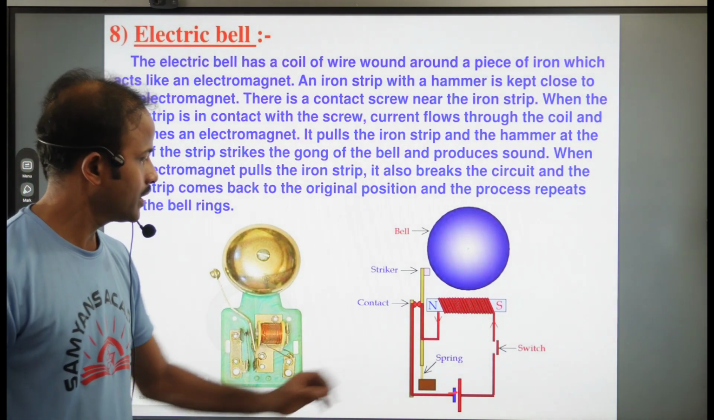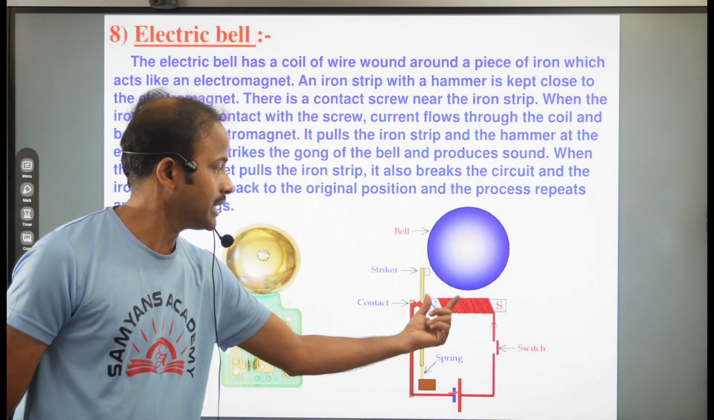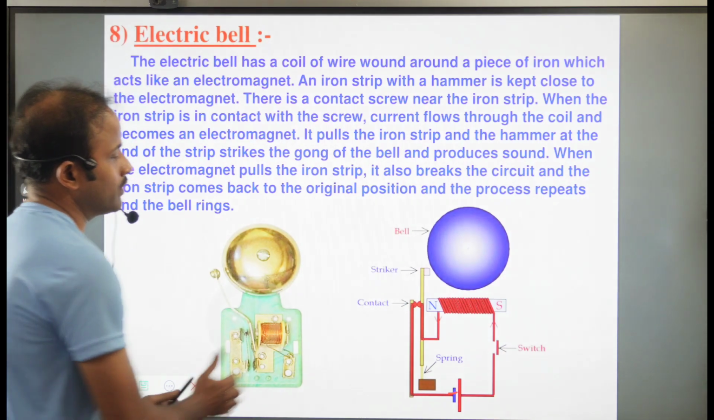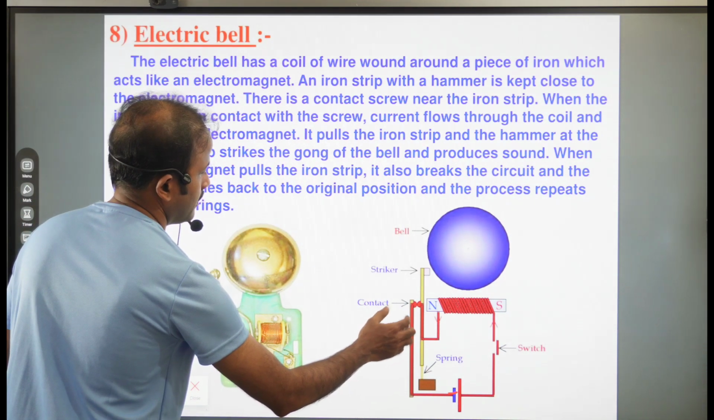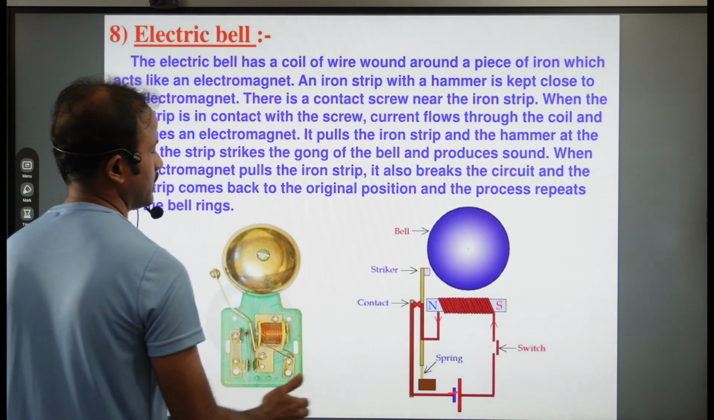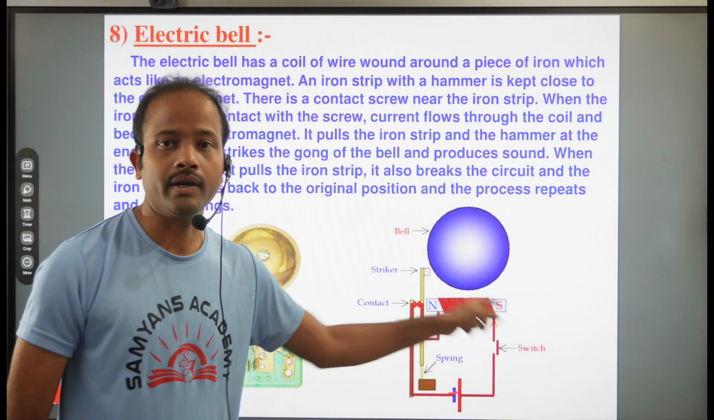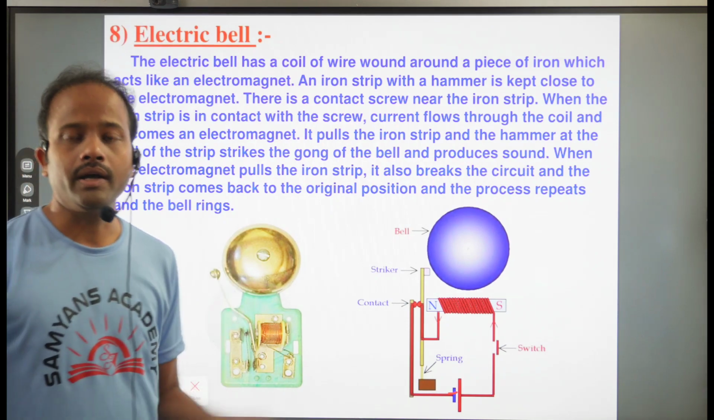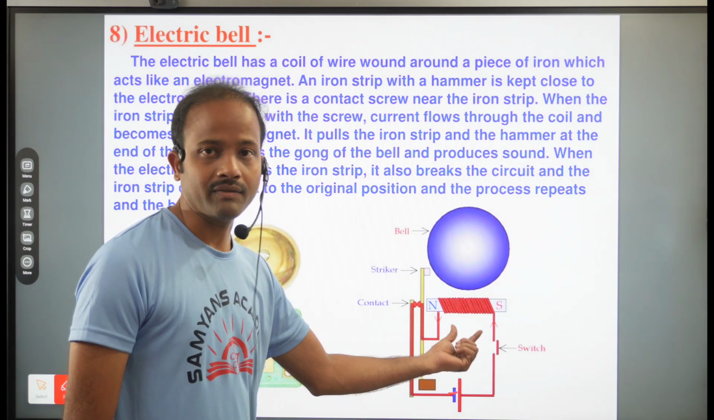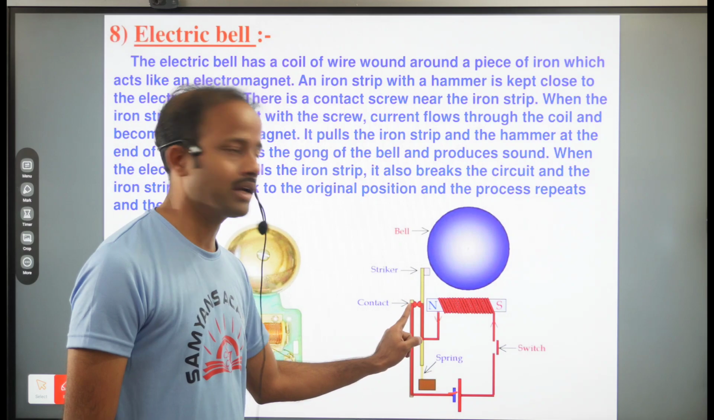Are you getting my point? Whenever the current flows, it will get magnetized, and then it will attract this striker in its direction. Because of that, the contact breaks between the striker and the contact. There is some gap here, and at that time the flow of current stops. When there is no current and no magnetism, it will get demagnetized and the striker will get detached from this magnet, and again the contact will come into play here.